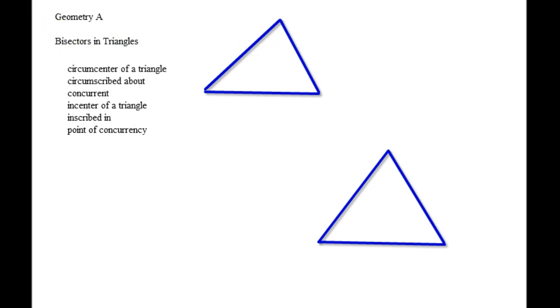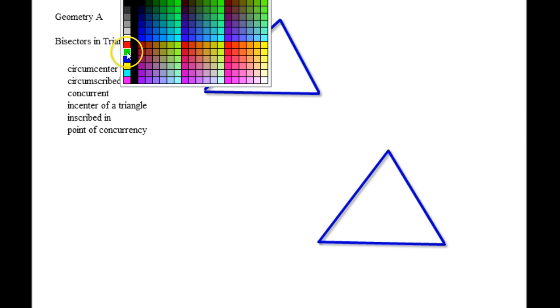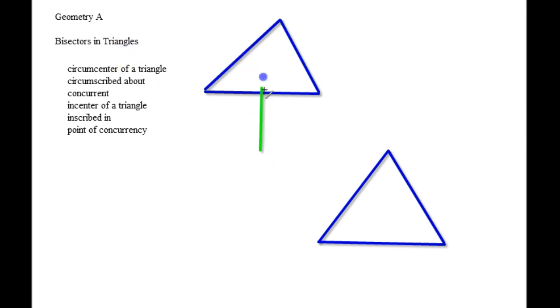Alright, so let's say you have your triangle and you want to draw not just on one side, but on all three sides, the perpendicular bisector for each side. What you would do is draw your perpendicular bisector, and obviously they would make 90-degree angles with the sides. Mine's a little bit off, just so you know.